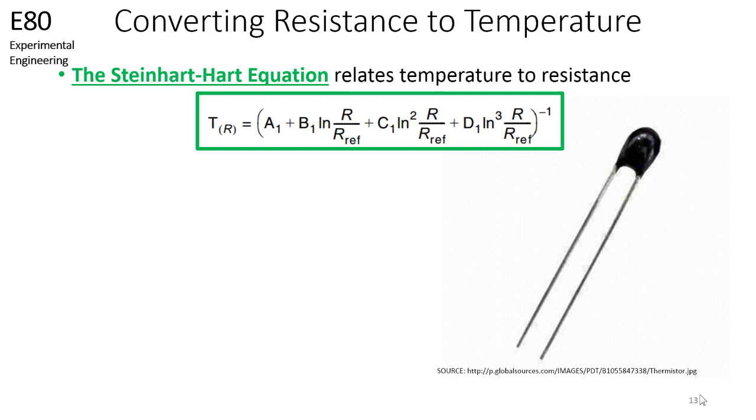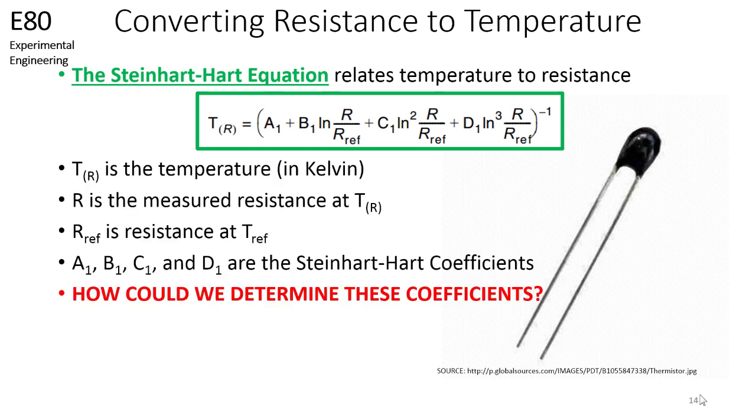Now, because the output of a thermistor is nonlinear, a special equation is needed to convert the measured thermistor resistance to a temperature. In comparison to the equation for an integrated linear sensor, the equation shown here is not as straightforward. In this equation, T sub R is the temperature in Kelvin. R is the measured resistance at the temperature T sub R. R sub ref is the resistance of the thermistor at the reference temperature T sub ref. A sub 1, B sub 1, C sub 1, and D sub 1 are the Steinhart-Hart coefficients.